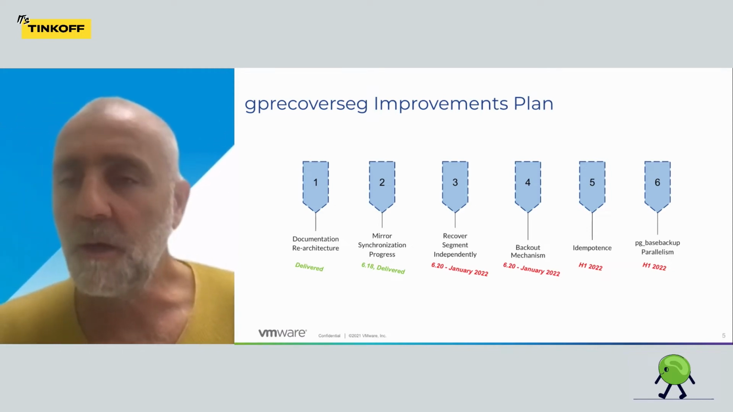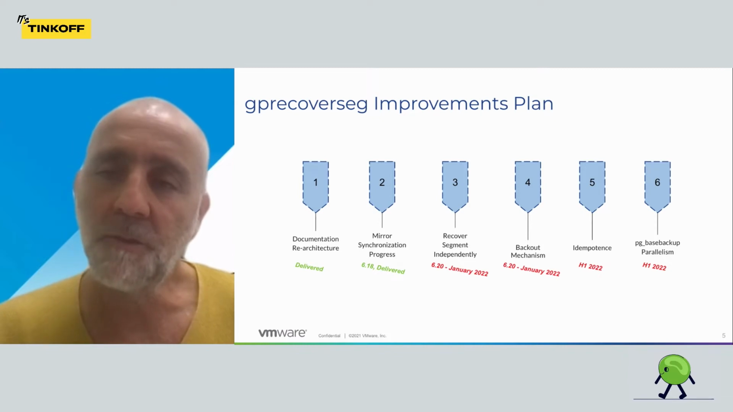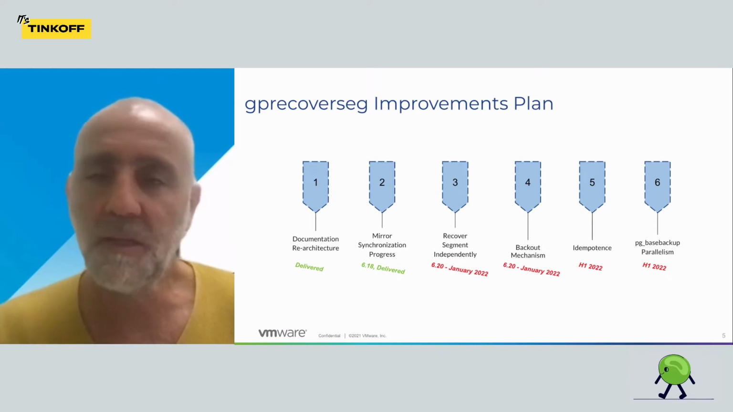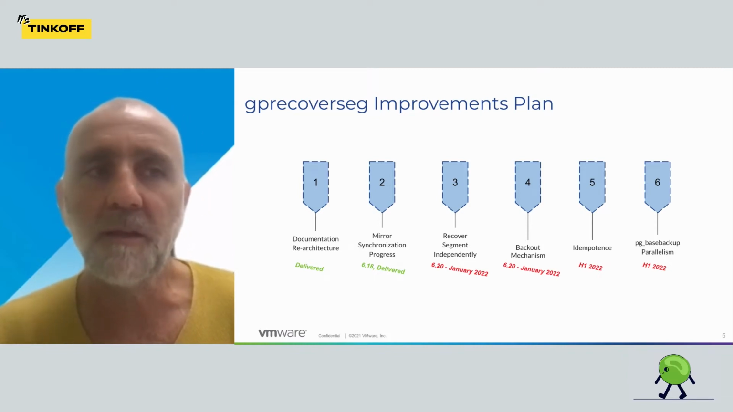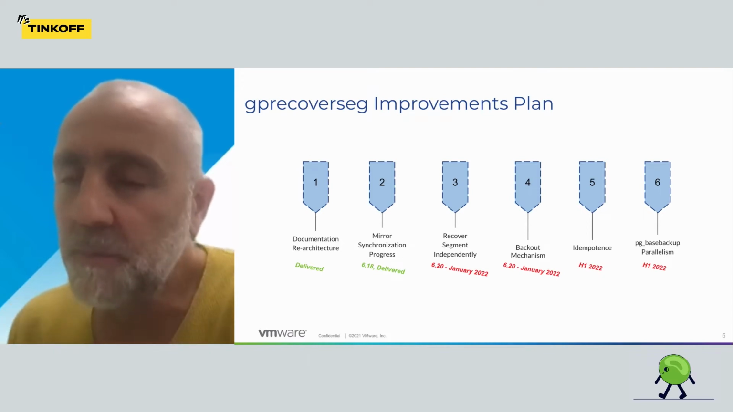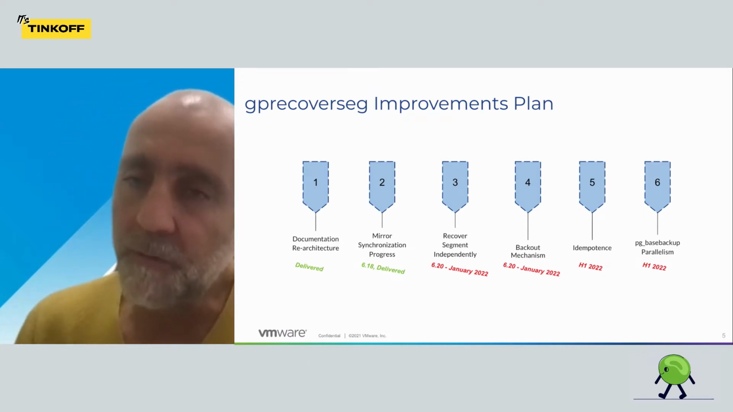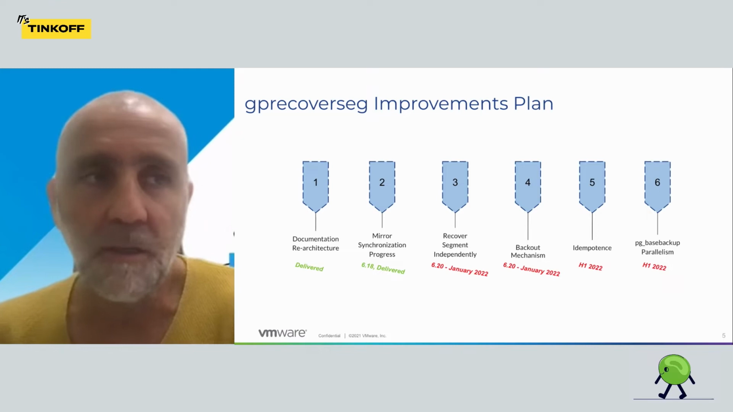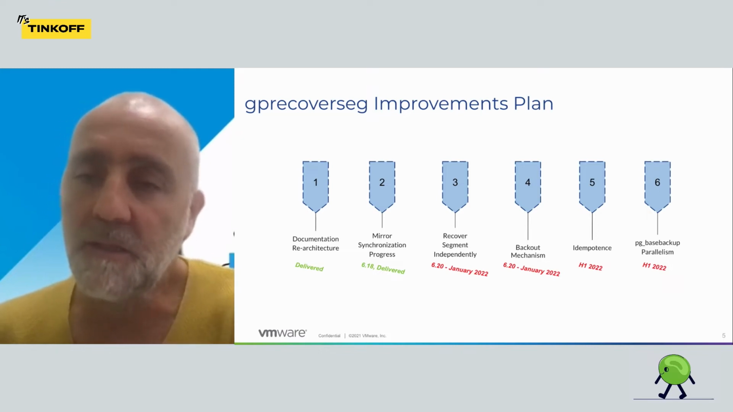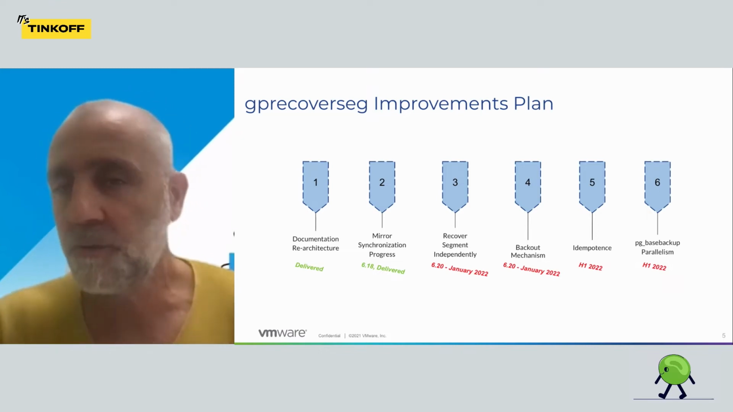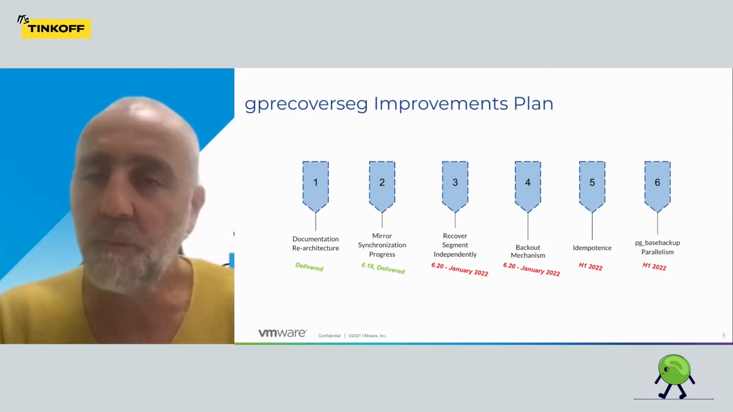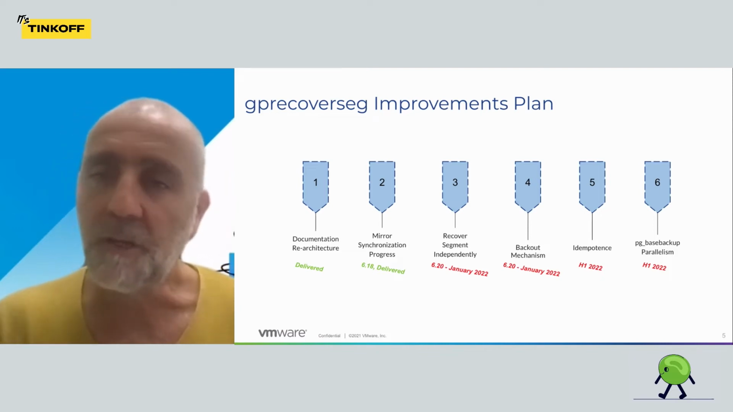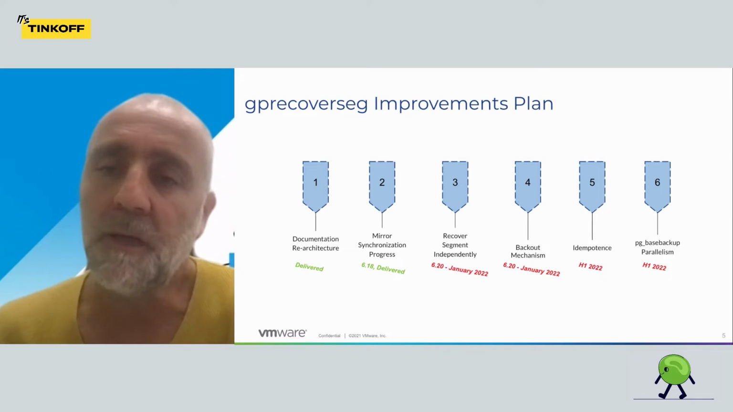Another important improvement that we are planning to do in the Recover Seg utility is this notion of restartability. What does it mean? If you recover a segment and it fails in the middle, you currently have to restart from the beginning. By adding this new capability, the Recover Seg utility will be smart enough to start back from the point where it was failing.